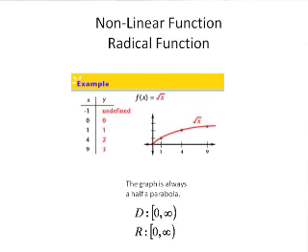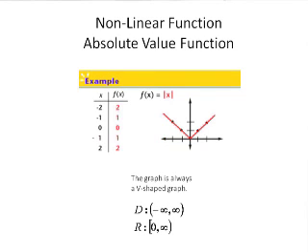And last, the absolute value function. We can put anything in for x, but since absolute value makes negatives positive, our output is greater than or equal to 0.